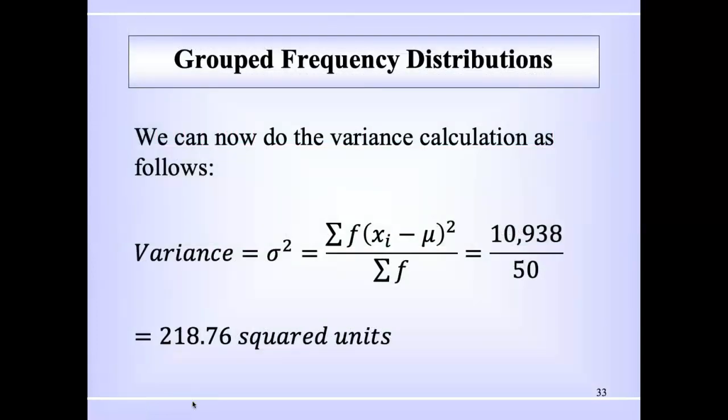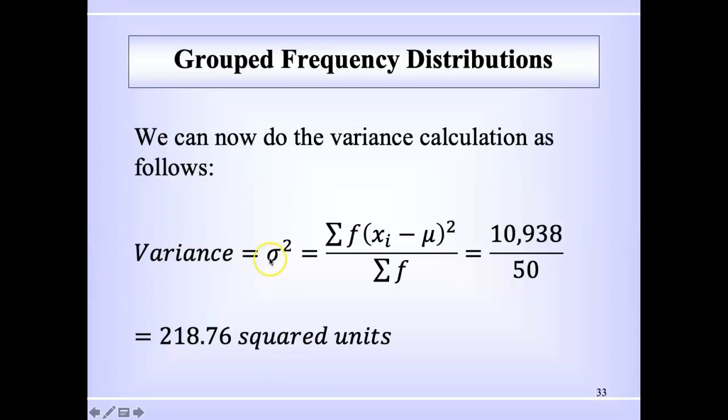Now, to calculate our variance, we know the top part of the formula is equal to 10,938, and we know the summation of the frequencies is equal to 50. That divided by 50 gives 218.76. We write squared units because the variance is always the square of whatever unit is being used. So if it was centimeters, it would be centimeters squared. If it was miles, it would be miles squared.